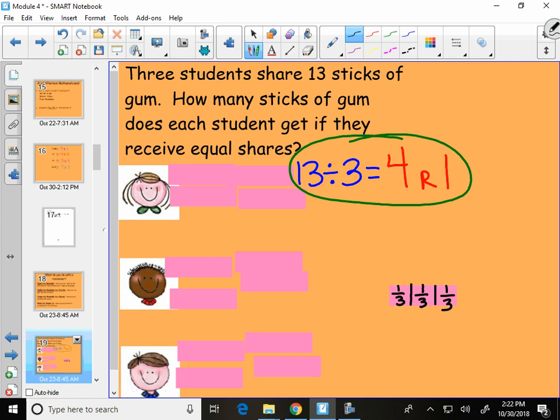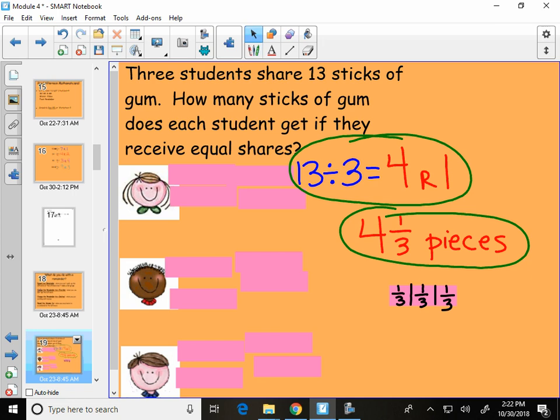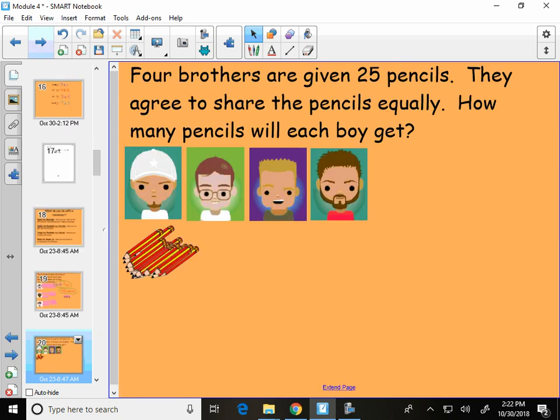So instead of the answer being 4 remainder 1, in real life I would say each kid gets 4 and 1/3 pieces. So when you can split up the leftover, split it up into a fraction. So here is our mathematical answer, this first one. And the second one is our kind of real life answer. All right, let's look at another one.